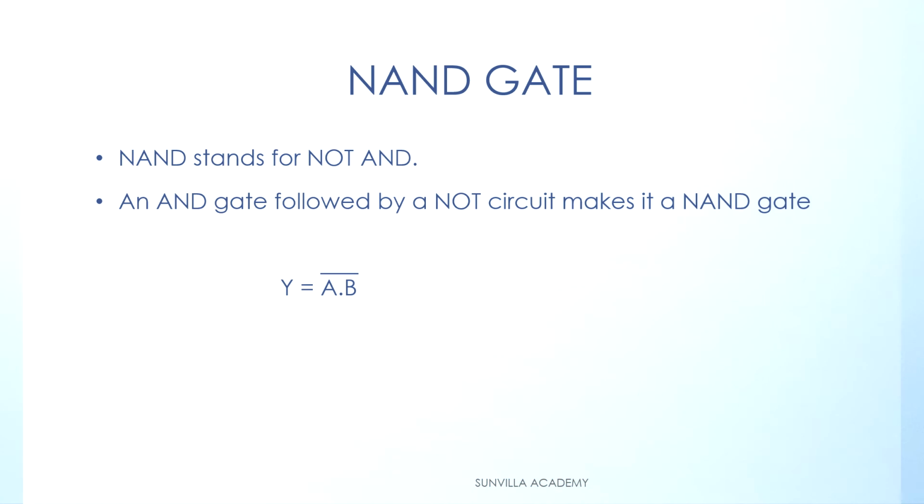Now let's understand NAND gate. NAND stands for NOT AND. An AND gate followed by a NOT circuit makes it a NAND gate. Y equal to (A dot B) whole bar.